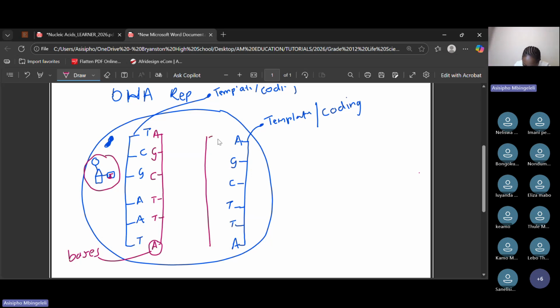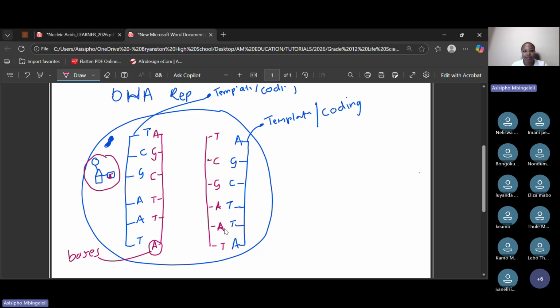Okay, so then we'll get the bases. So since there's an A here, meaning we're going to get a T, then a C is the one that is going to pair with G, G with C, A with T, A with T, and then T with A. So this is an A.